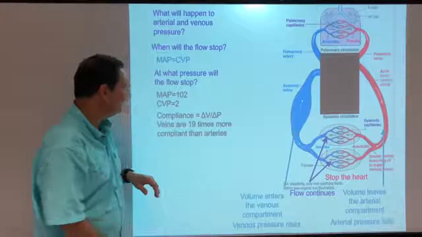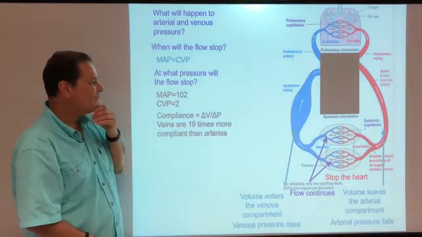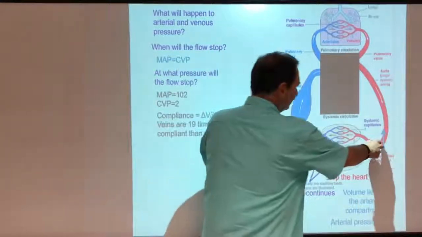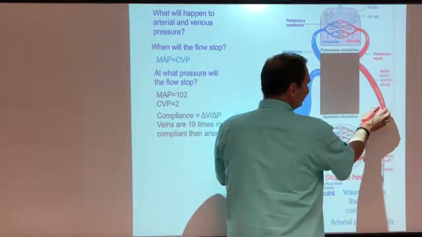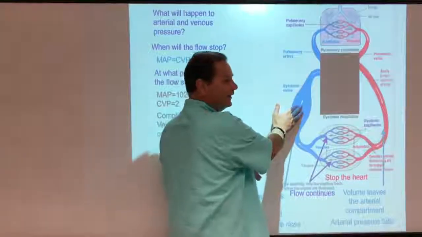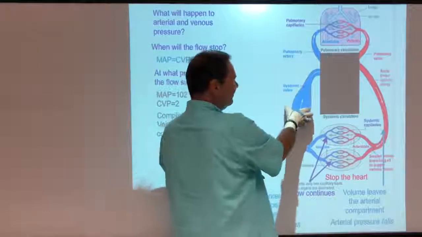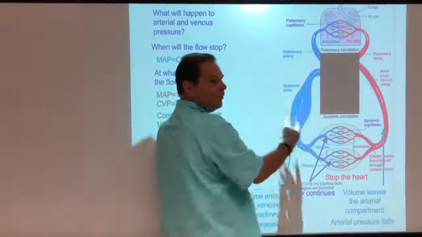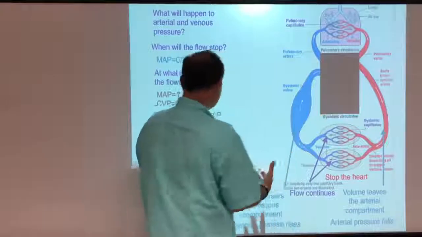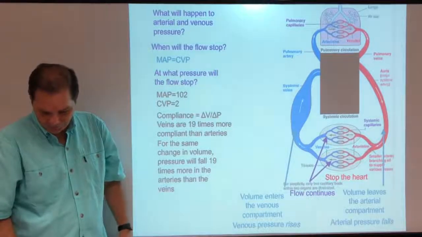So for the purposes of this lesson, I'm going to say they're 19 times more compliant. So that means that as blood flows here, for every 19 millimeters I fall here, I only go up 1 millimeter here because these walls are stiff and these are really compliant. So these can receive that same volume and the pressure won't go up as much. Okay? And so that's what I just said.